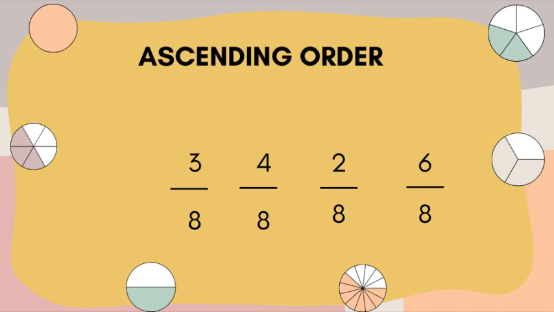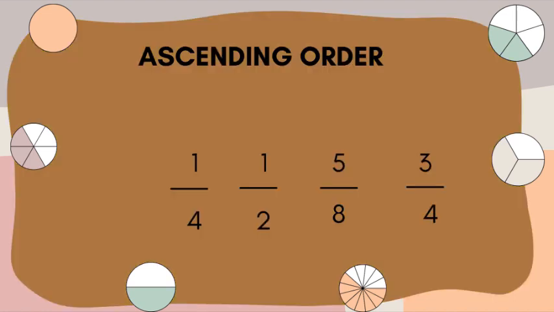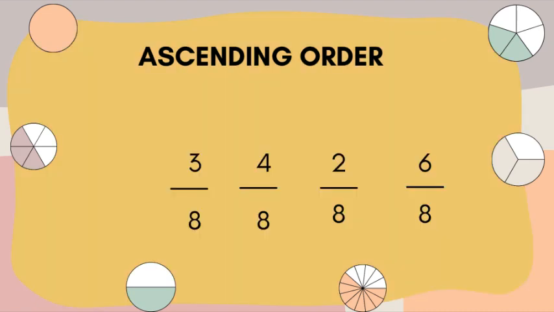Let's place these into ascending order. And remember, ascending order is from the smallest to the largest value. So the answer for this will be a quarter, half, 5/8, and 3/4, based on how we find the common denominator and work it out. That is the answer for this example.